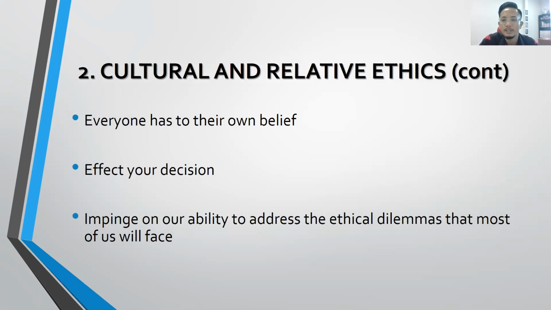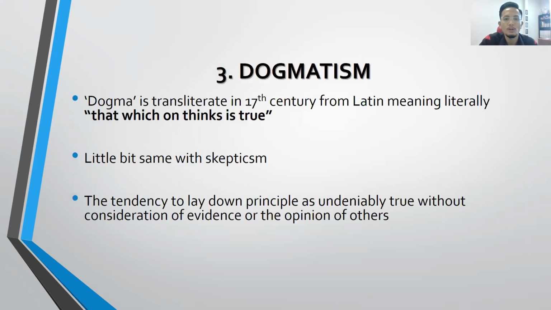Everyone has their own belief. Okay. Ni number two. Number three, dogmatism. Dogmatism is something that is a little bit the same like skepticism, but dogmatism is more towards close-minded. Just now, skepticism is narrow-minded, but dogmatism is close-minded, which is the person that has this kind of attitude always thinks that he or she is always right.